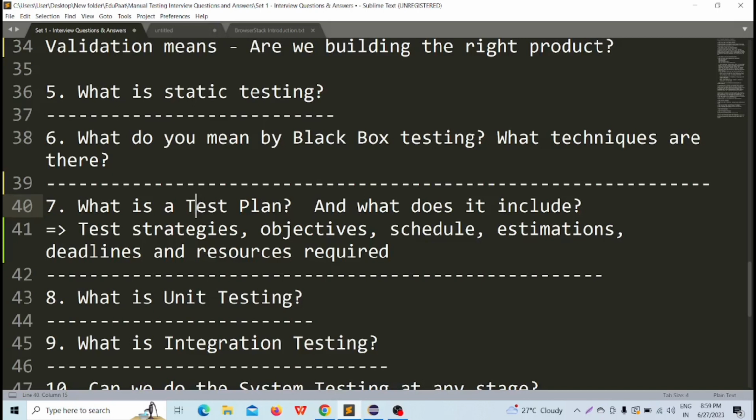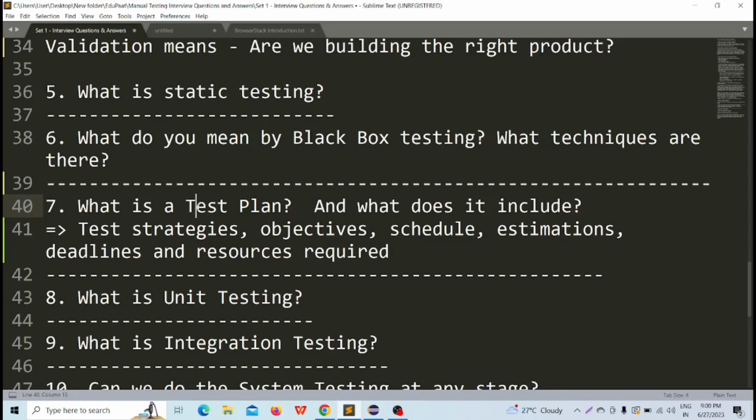That should be documented in a format that is called a test plan. Basically, a test plan is a detailed document, and in that test plan document we need to write the software strategy, then objectives, then testing schedule, then the time estimation, then deliverables, then the resources. Everything we need to document in that test plan.